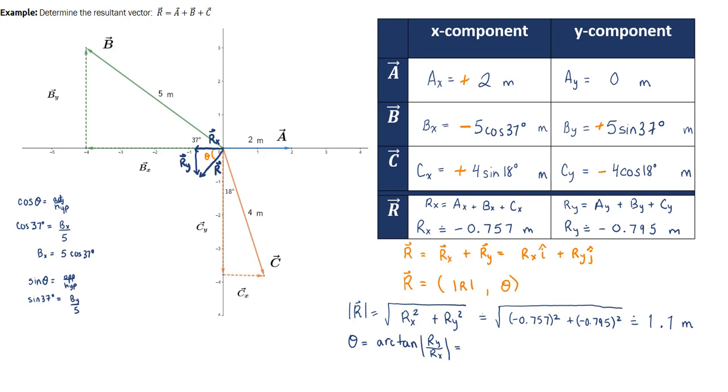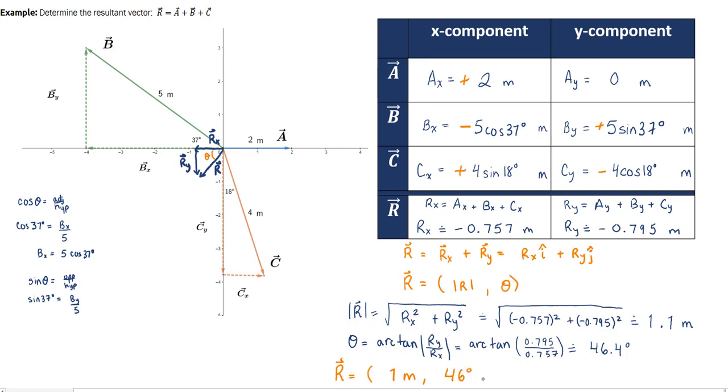Since the angle used to define direction is typically positive and between 0 and 90 degrees, we can use the absolute value of the Ry and the Rx components. You can see on the picture there we've drawn in the x and y vector components that make up our resultant vector. So putting this together, we get that our R vector is 1 meter and it's 46 degrees counterclockwise from the negative x-axis.